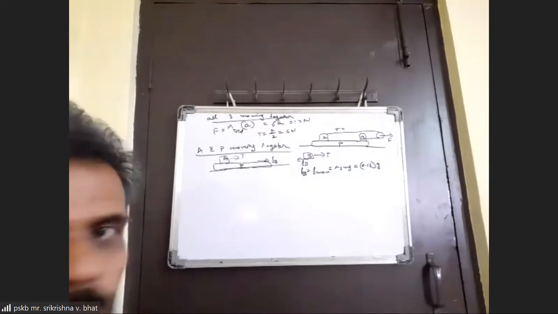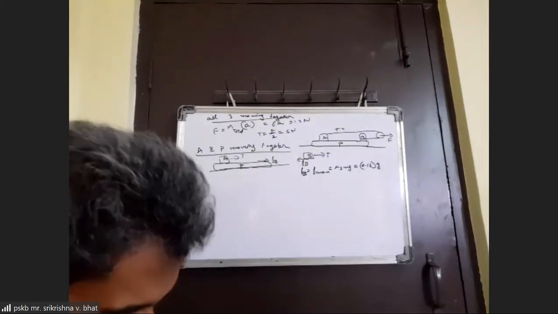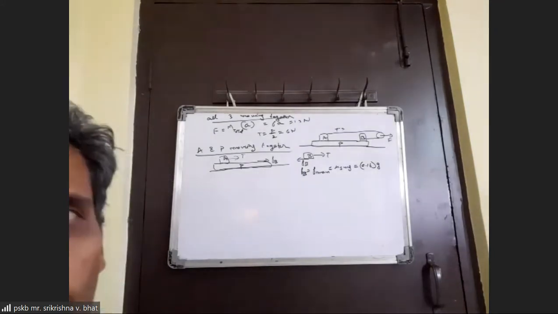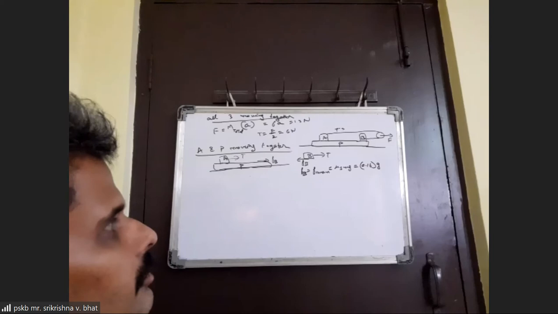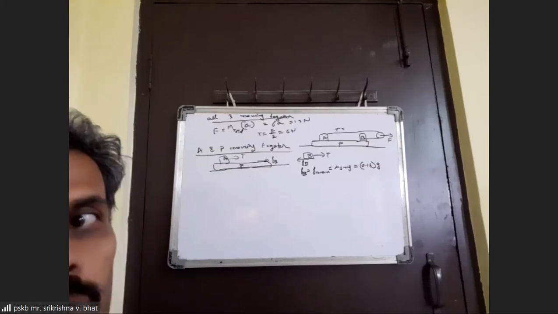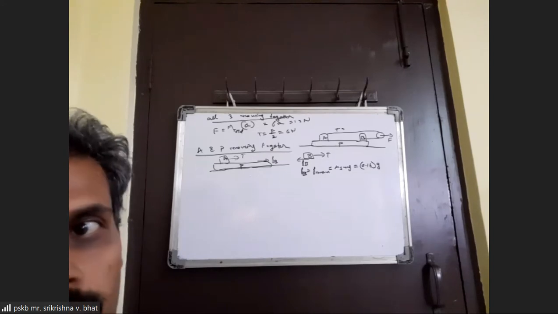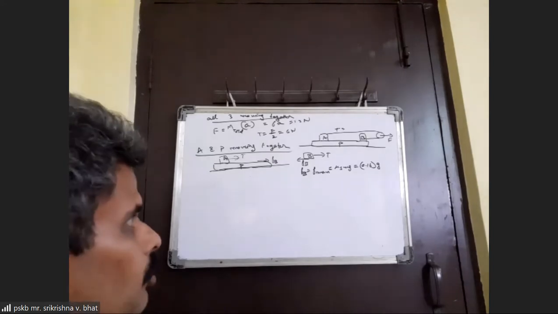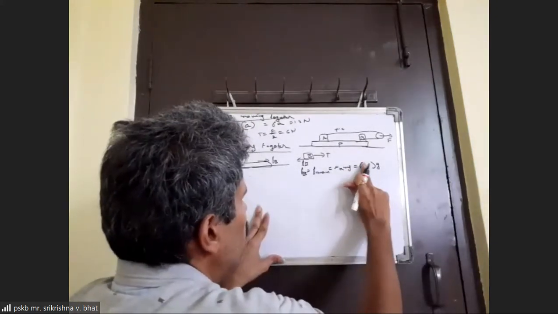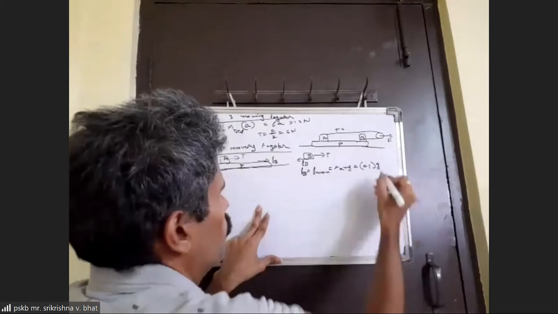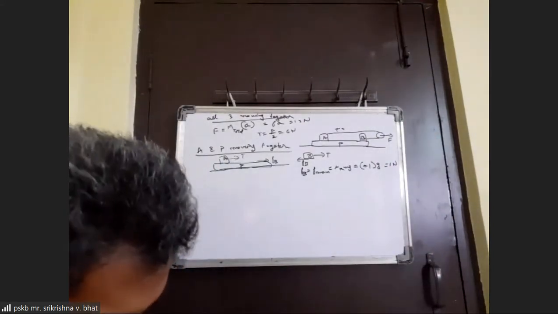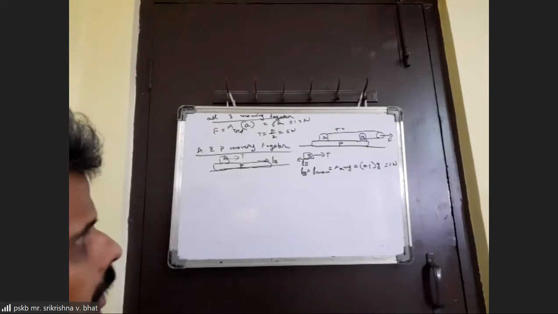So it should be mu_k. But should we take 0.16 or 0.1? We should consider 0.1 here, because we are saying that it is already slipping. So the friction should be kinetic friction, and the kinetic friction coefficient is given to be 0.1. Therefore here we should not take mu_s, but rather mu_k, which is 0.1. So it comes out to 1 Newton. The kinetic friction force acting on B is 1 Newton, and that acts on B leftwards.